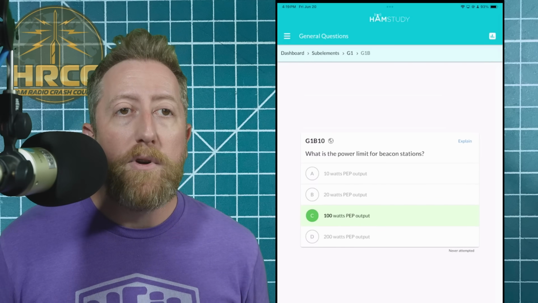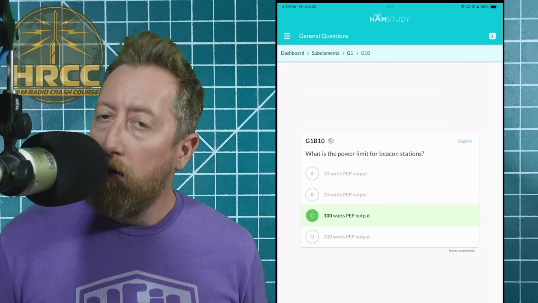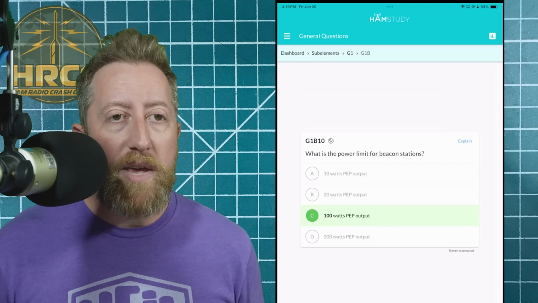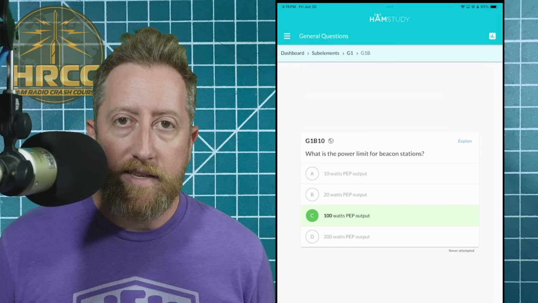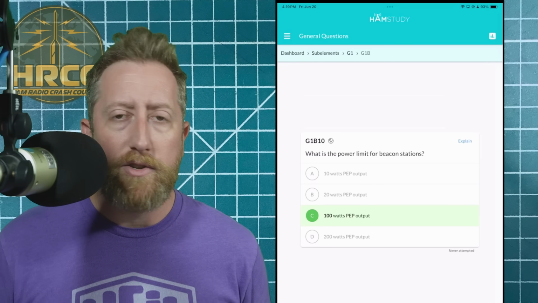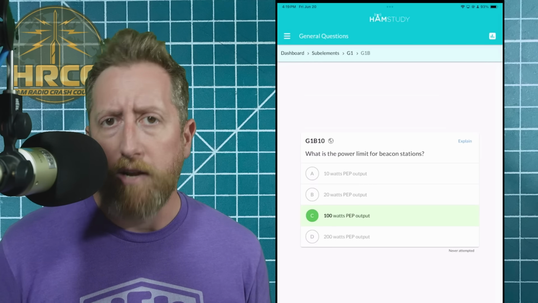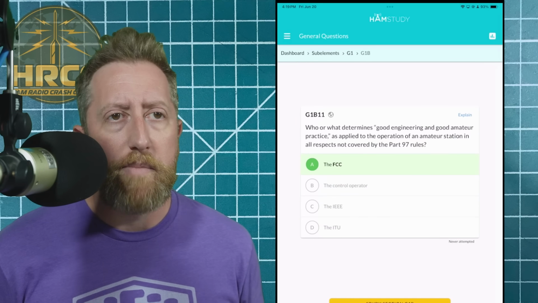Question 10. What is the power limit of a beacon station? 100 watts. 100 watts peak envelope power. That is the limit. And frankly, you don't really want any more than that because you want to know when the window's open to 100 watt stations, which is what you see most on the bands.